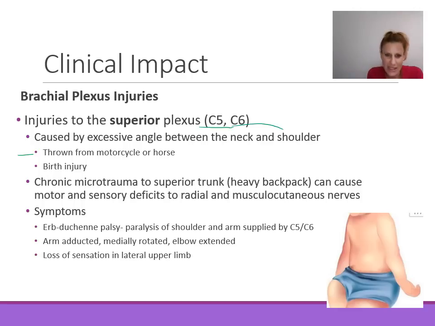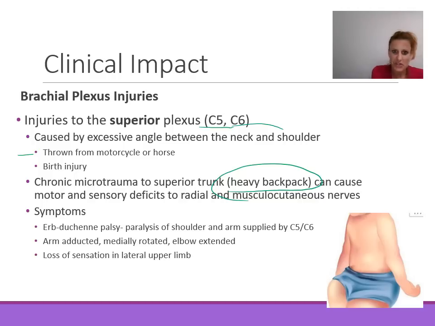The brachial plexus can also be damaged due to chronic microtrauma. This happens when people carry really heavy backpacks all the time. The backpack straps are just hitting on that brachial plexus area, and then they start to cause inflammation and trauma to the superior trunks. Chronic microtrauma can cause sensory deficits in the radial and musculocutaneous nerves, and this is progressive.